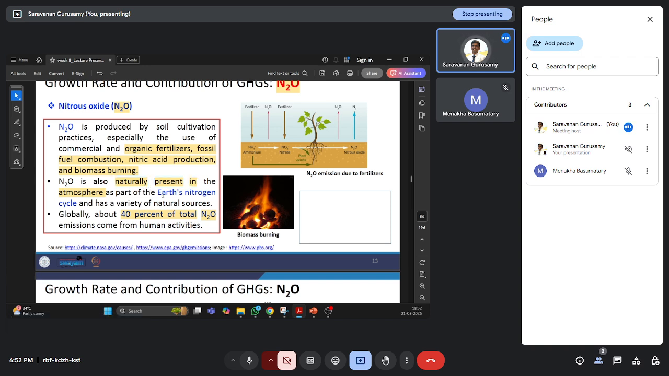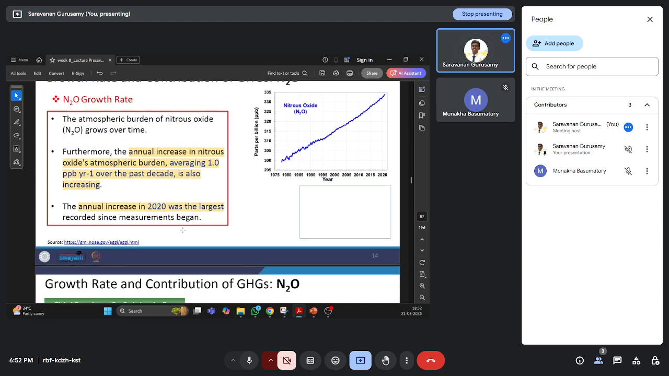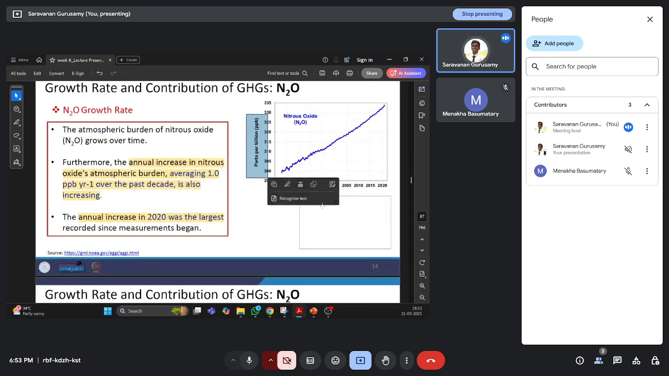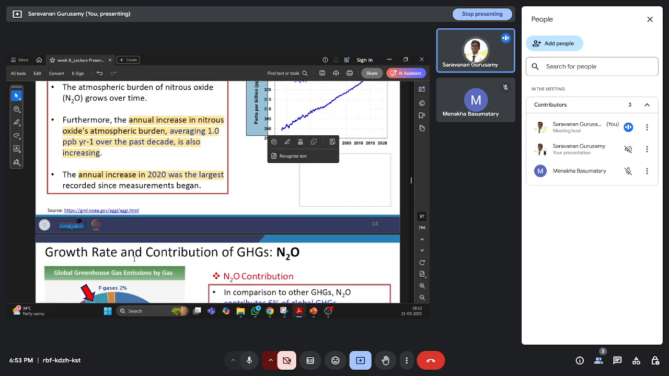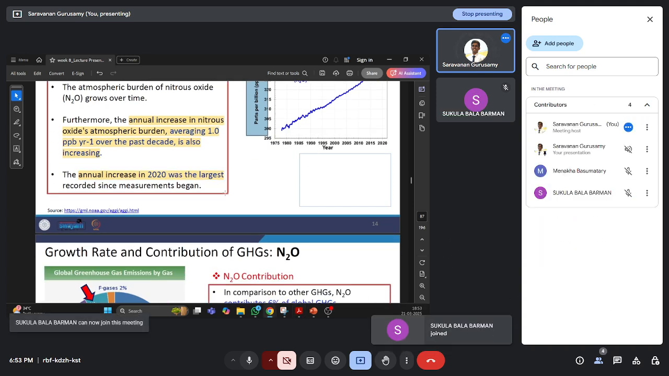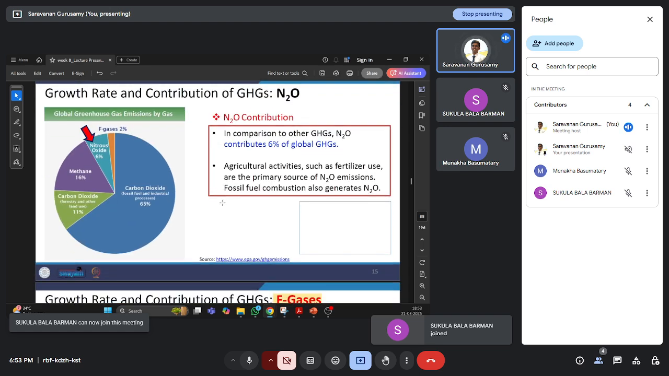N2O is another greenhouse gas with a high potential, released from organic fertilizers, fossil fuels, nitric acid production, and biomass burning. Because we are still working with this type of biomass burning, we need to limit the N2O. The annual increase in the nitrous oxide atmospheric burden, averaging 1 ppm per year over the past decade, is also increasing. They have calculated it in parts per billion per year. That is also a steep slope. The annual increase of 2020 was the largest. So N2O contributes 6% of the total global greenhouse gases.